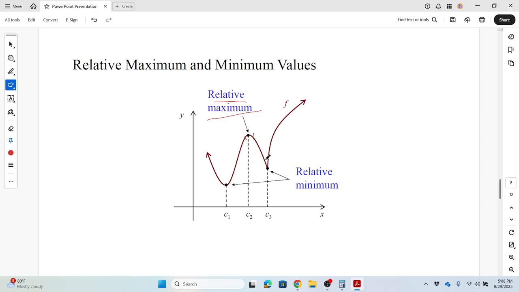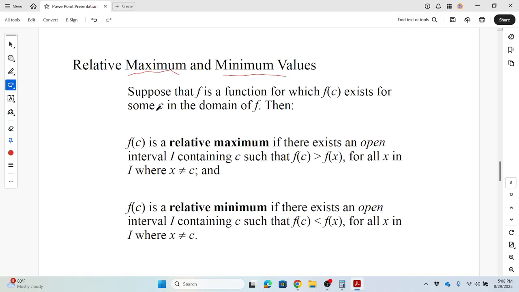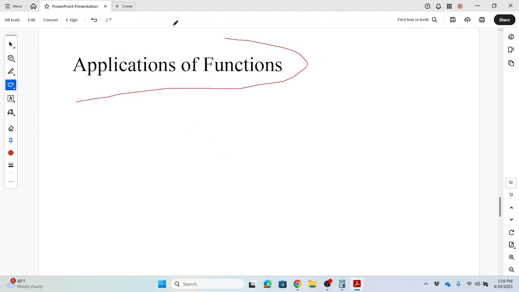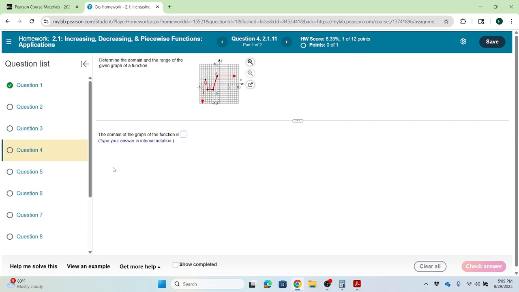If it's less than its left value and right value, that's the relative minimum. So the value of the function at any point c is the relative maximum if there exists an open interval where the value of the function at c is greater than all the values on that interval. Similarly, the very same value is relative minimum if the value of the function is less than all the values on that small open interval. We can use this relative maximum or minimum idea to solve application problems.